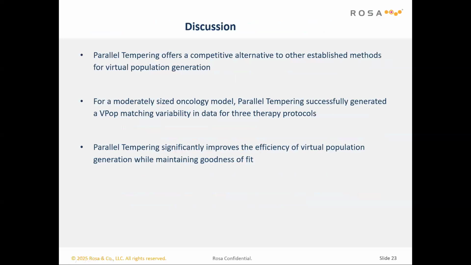For a case study with a moderately sized oncology model, parallel tempering was able to successfully generate a virtual population matching expected variability in data for 3 therapy protocols. Parallel tempering also showed decent goodness of fit compared to other methods tested. Overall, parallel tempering offers a competitive alternative to existing methods for generation of virtual populations, maintaining goodness of fit while significantly improving efficiency.